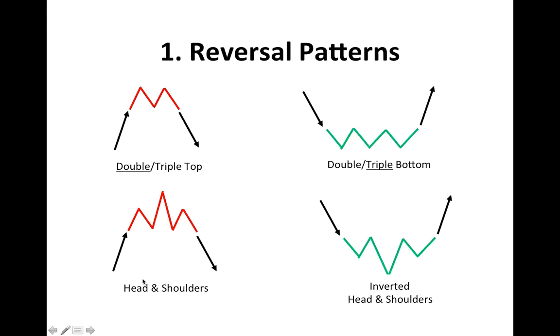Here we have the head and shoulders. This is the left shoulder, this is the right shoulder, and this is the head. When there's a head and shoulders, the price reverses downwards. And this is the inverted head and shoulders. Similarly, there's a head and two shoulders, and the price reverses upwards.